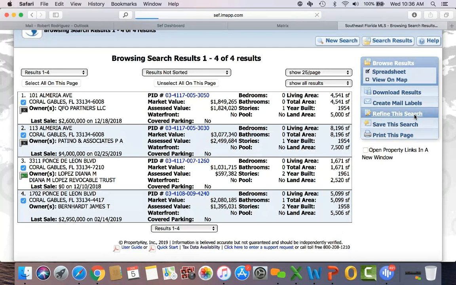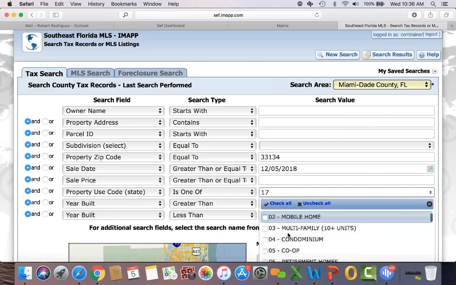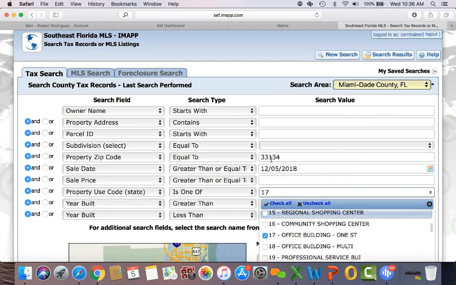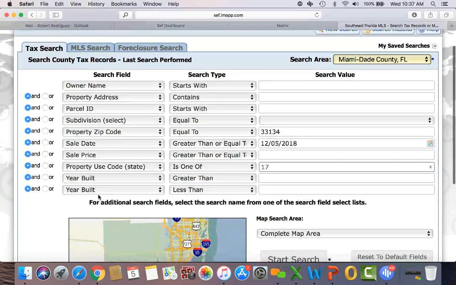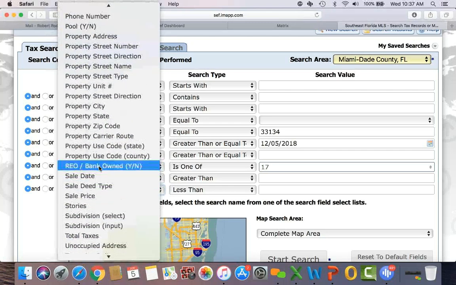So I'm going to hit refine search so you guys can take a look at what I did. Again, I went to property use and I selected the office building 1-story in zip code 33134 and then sale date going back to December 5th of 2018. If you wanted to use square foot range, you can always open this up and look for square footage.